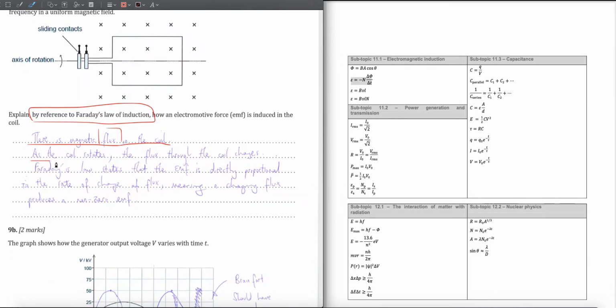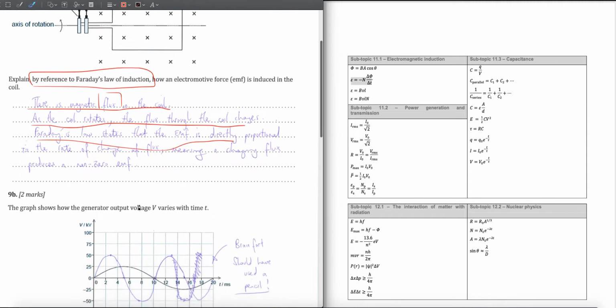We then see that as the coil rotates, the flux through the coil will change, and that's our delta phi over delta t. Let's then refer to Faraday's law. Faraday's law states that the EMF is directly proportional to the rate of change of magnetic flux, meaning that we will produce a non-zero EMF. So you notice this is a 3-mark question. We've got a very simple statement about the situation, that there is magnetic flux. That flux then changes. Well, if we've got a changing flux in the coil, according to Faraday, we must have an EMF being induced in the coil.